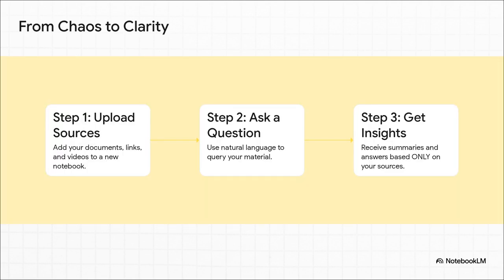The process itself is just beautifully simple. First, you upload all your sources. This basically creates a specialized brain just for your project. Second, you just start asking questions in plain English, like you're talking to a real assistant. And third, you get back summaries, answers, and even new ideas that are pulled exclusively from the material you provided.